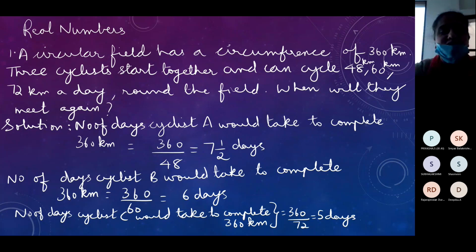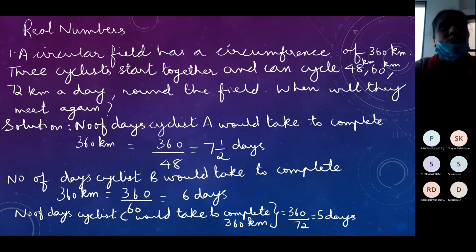Similarly, cyclist B would take 360 by 60 days because he is able to cover 60 kilometers a day. 60 kilometers in 1 day, 360 kilometers, how many days? 360 by 60, 6 days. And cyclist C, 360 by 72, because he covers 72 kilometers in 1 day. So how many days would it take to cover 360 kilometers? 360 by 72, 5 days.